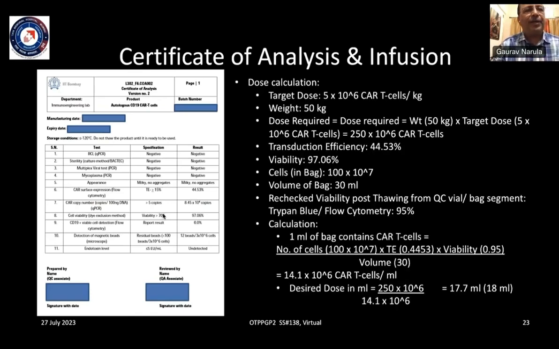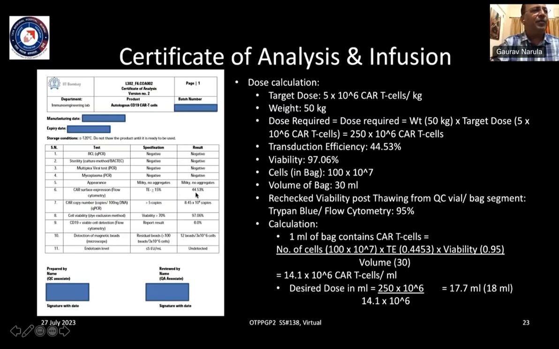Then we have to calculate the dose. And this is more a clinical issue, but I have just given the sample over there for educational purpose, how we go about calculating the dose. We know the cell number of the dose we have to give. Let's say we have to give 5 million per kg CAR T cells. The patient's weight is 50 kgs. So we know that the dose has got to be 50 kgs into 5 million. So that becomes 250 million CAR T cells we need to give.